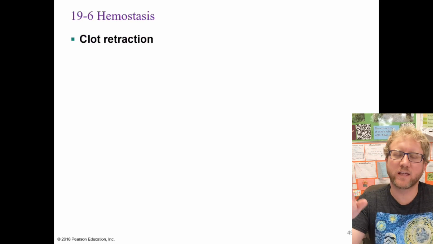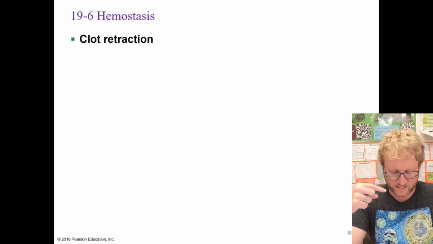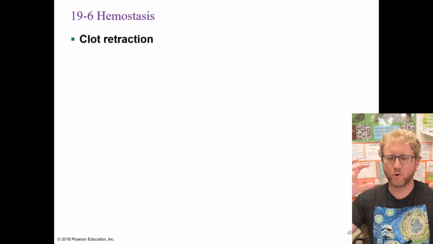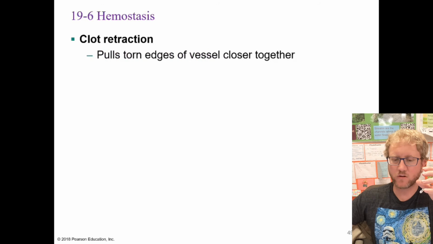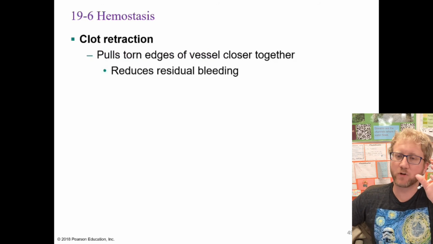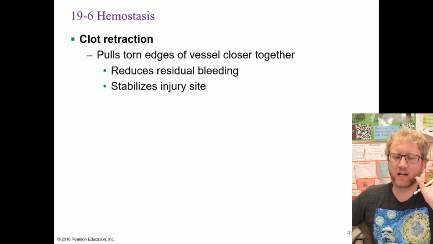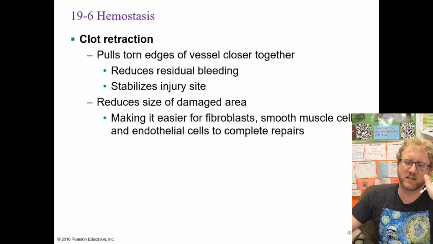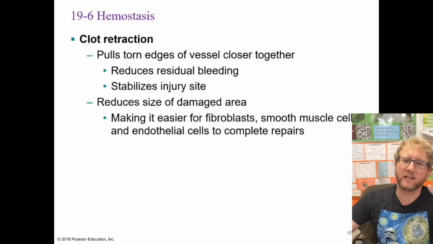The final step that was on that first diagram right at the very beginning is clot retraction. Basically as the clot forms, it's going to pull the edges of the vessel closer together, which is going to help control bleeding and reduce the size of the injury site. It's also going to make it easier for fibroblasts and muscle cells to begin regeneration and repairs.